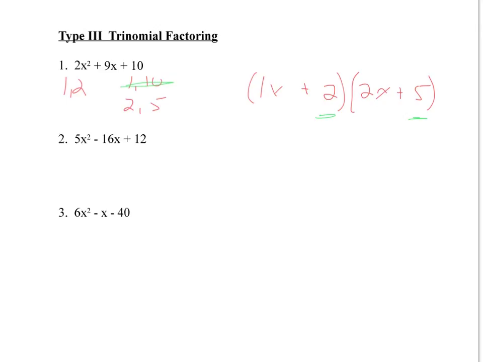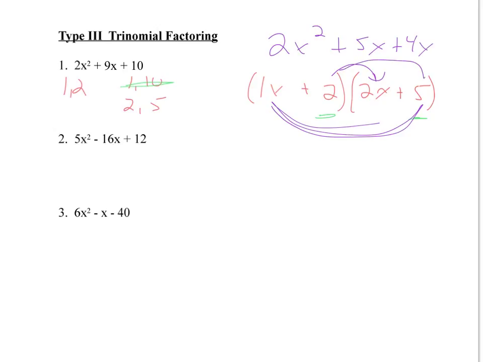And if I FOIL this out now, I'm going to see that 1x times 2x is 2x squared. My outers, 1x times 5 is plus 5x. 2 times 2x is 4x.